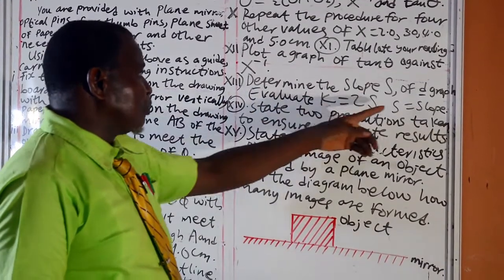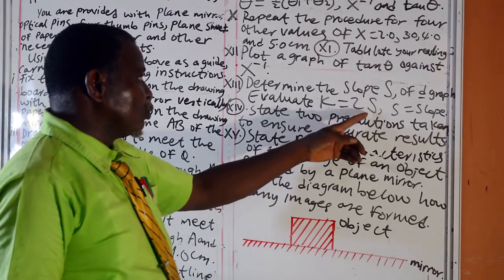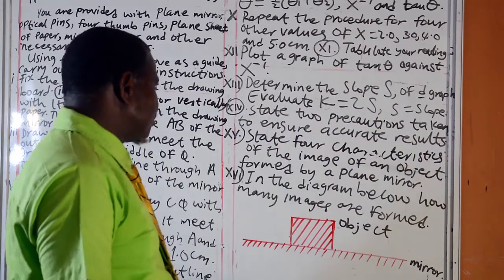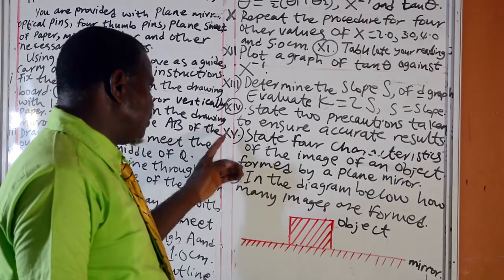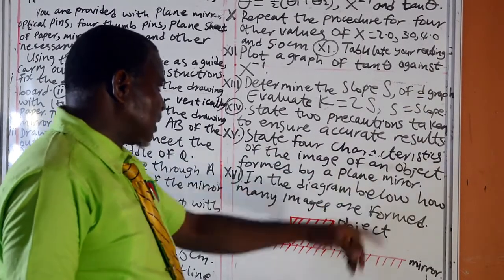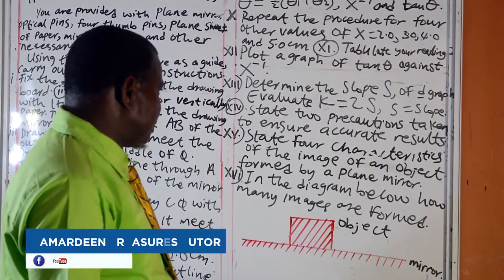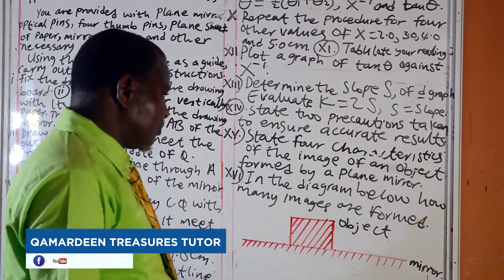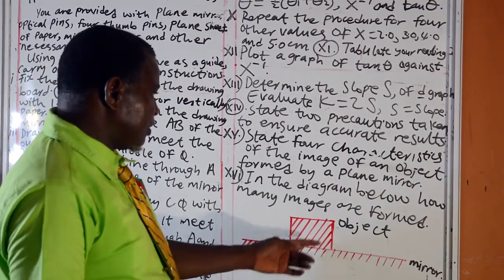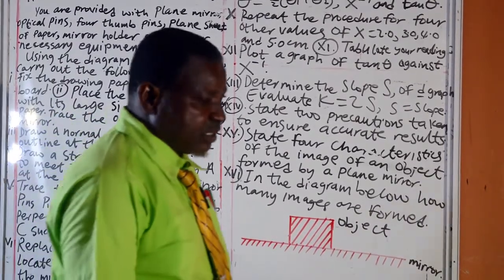13. Determine the slope S of the graph and evaluate K is equal to 2S, where S is equal to the slope. State 2 precautions taken to ensure accurate results. 15. State 4 characteristics of the images of an object formed by a plane mirror. Number 16. In the diagram below, how many images are formed? This is the image of the object. This is the mirror. Now let's start.